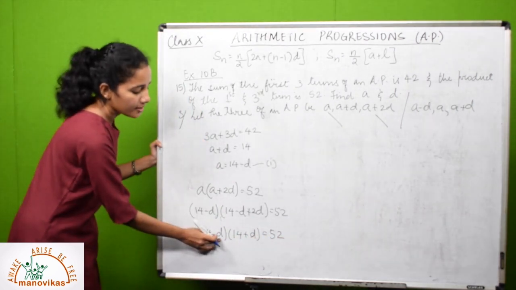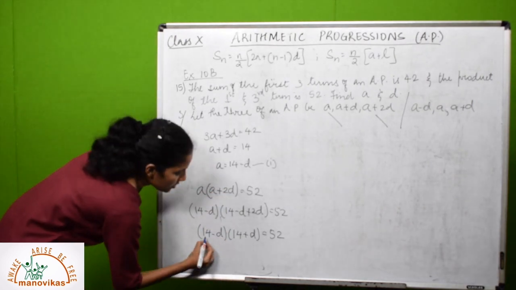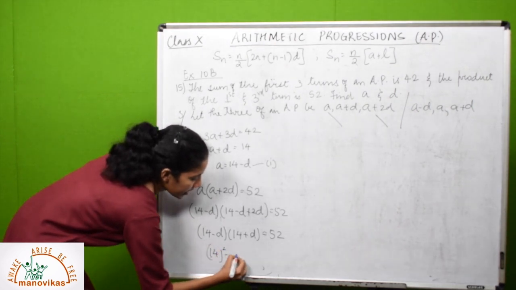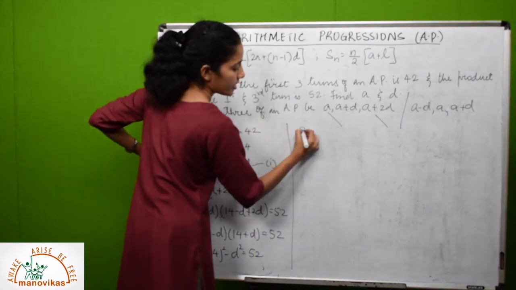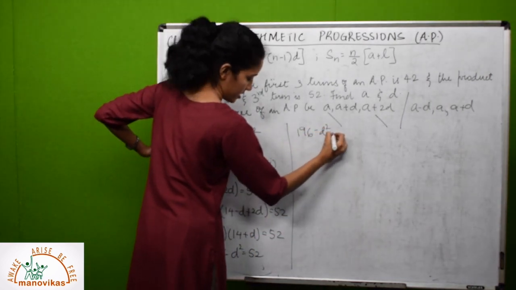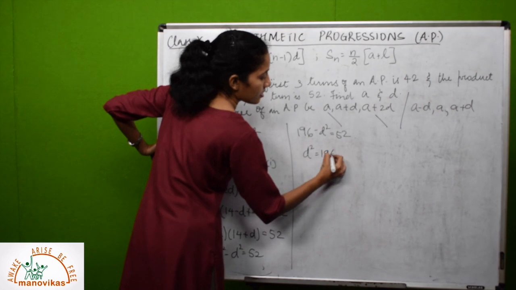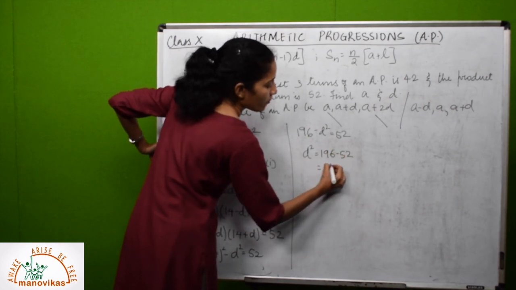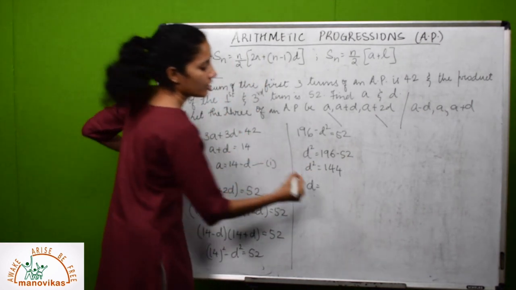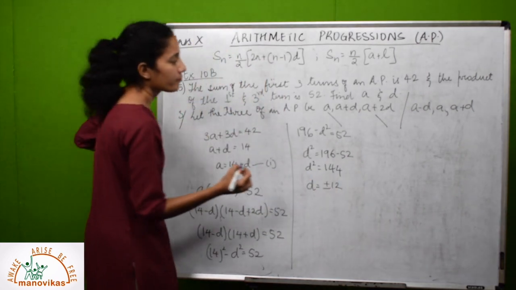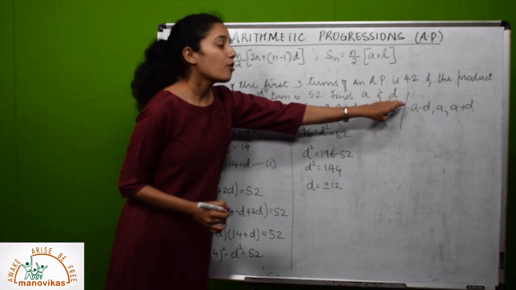This is A minus B, A plus B, which is equal to A square minus B square. So this will be 14 square minus D square is equal to 52, which I get as 196 minus D square is equal to 52. Therefore D square is 196 minus 52, which is 144, and hence D is equal to two values, that is plus or minus 12. You have to find the first term and the common difference.